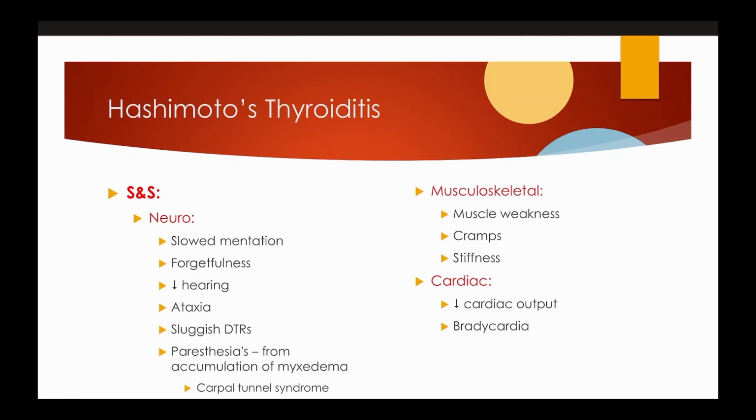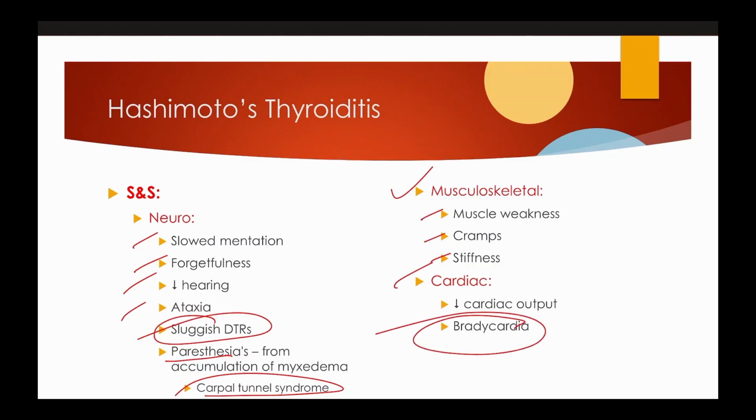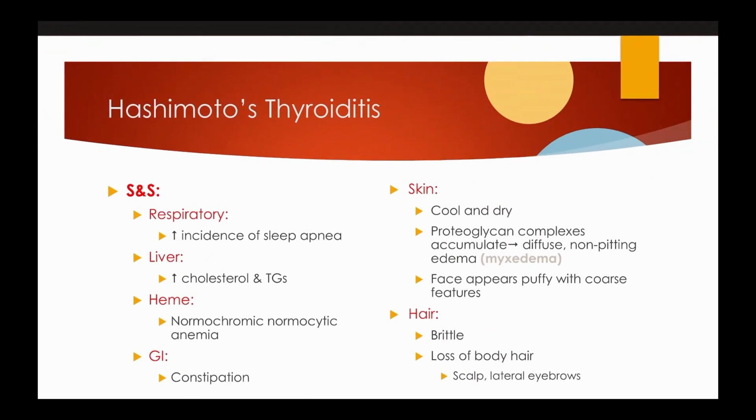So Hashimoto's, again, signs and symptoms: hypothyroidism, slowed mentation, forgetfulness, problems hearing, ataxia. Here's your hyporeflexia, sluggish DTRs. Paresthesias, may get some carpal tunnel as well. Musculoskeletal issues, muscle weakness, cramps, stiffness, cardiac output, bradycardia is one of the big ones. They may have a higher incidence of sleep apnea, maybe due to the increased thyroid gland compressing the trachea while you're breathing. When you lay down, the weight goes on it, maybe due to that.